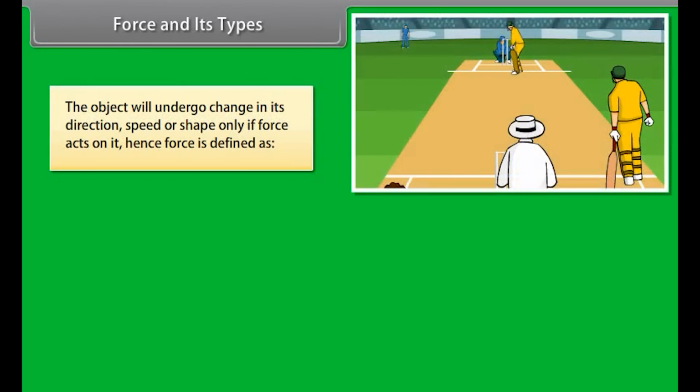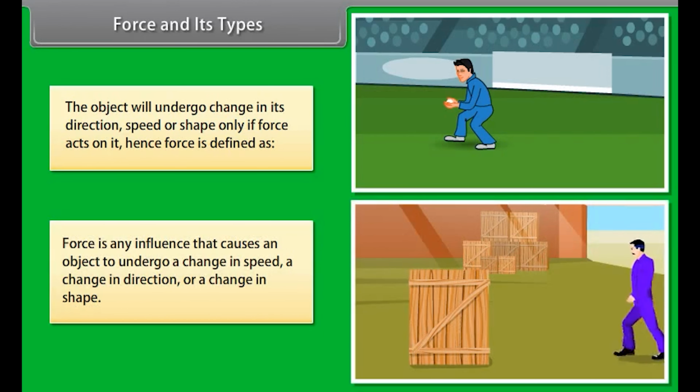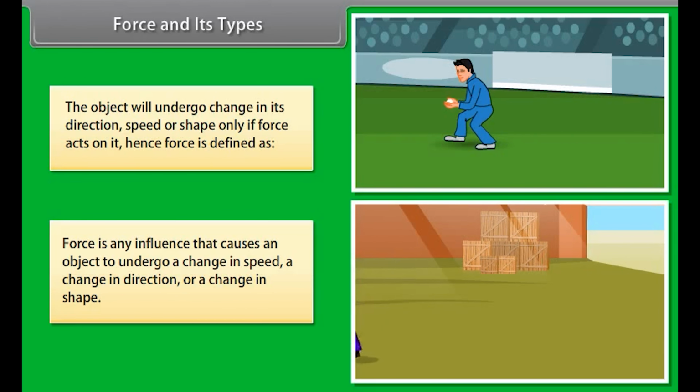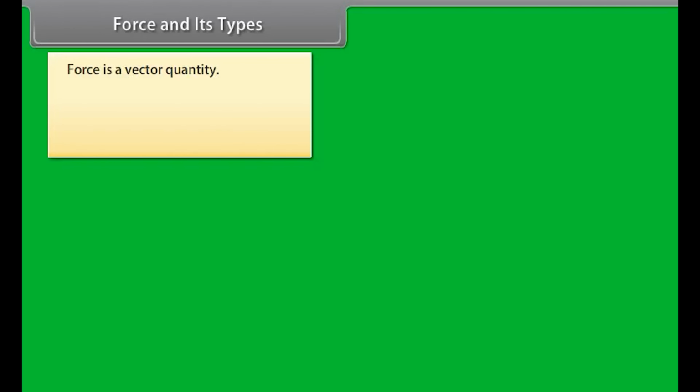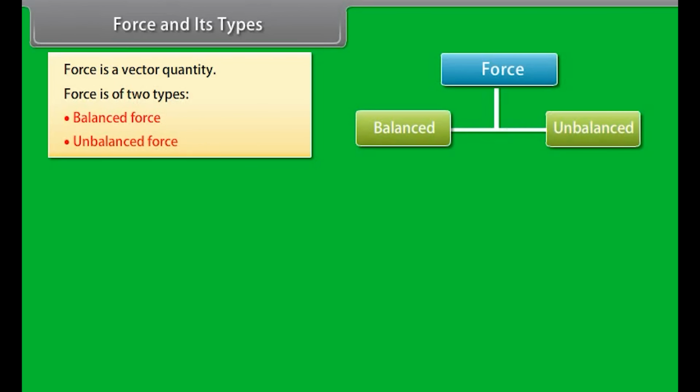Force and its types. The object will undergo a change in its direction, speed, or shape only if force acts on it. Hence, force is defined as: force is any influence that causes an object to undergo a change in speed, a change in direction, or a change in shape. Force is a vector quantity. Force is of two types, balanced and unbalanced.